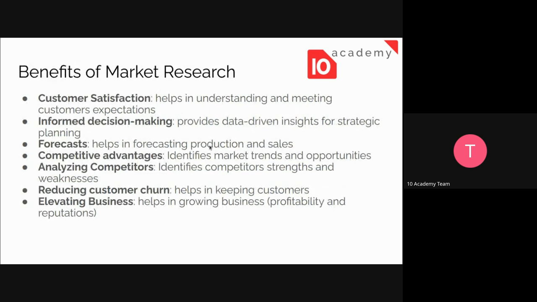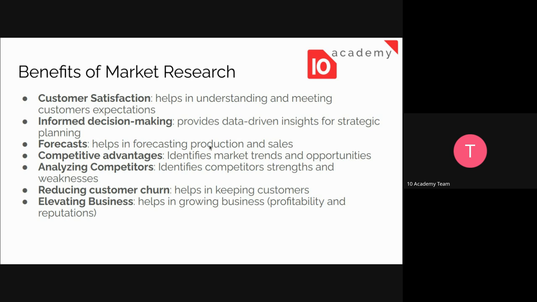Now, as we know the reason why you want to use the market research, what are the benefits of market research? The first benefit of market research is customer satisfaction, because it will help us to understand and meet the customer expectation. So when you do your market research, you know that, okay, for this specific reason, customer will not buy my product, then I can fix it. Then at that moment, your customers like your product, so they will continue buying your product.